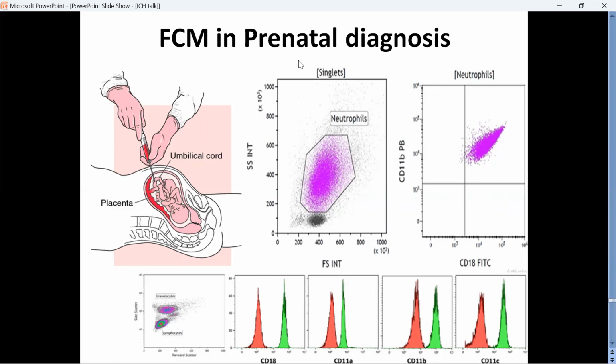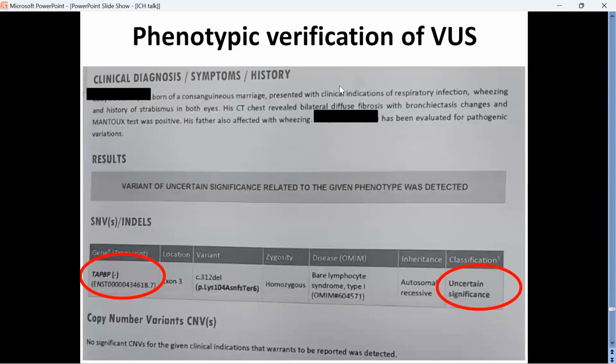In selective PIDs like CGD, LAD, and combined immunodeficiency, especially if you have a previous sibling death, it is always better to do a prenatal diagnosis. A very important use of flow cytometry is verification of VUS.